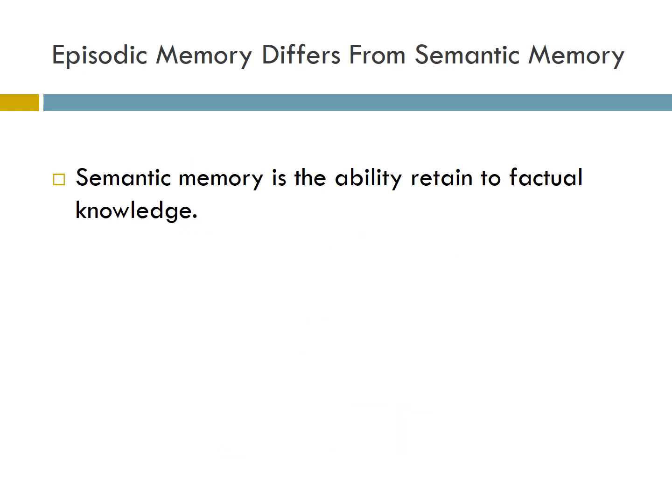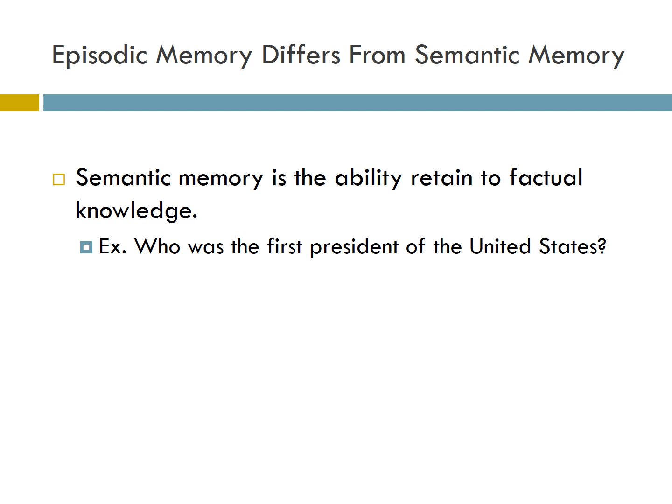Now again, just to reiterate, episodic memory is different than semantic memory. Remember, semantic memory is just factual stuff. That's just your ability to retain factual information. It's not when you learned it or how you learned it, it's just the fact that you know this piece of factual information. Another example that I give often is who was the first president of the United States.